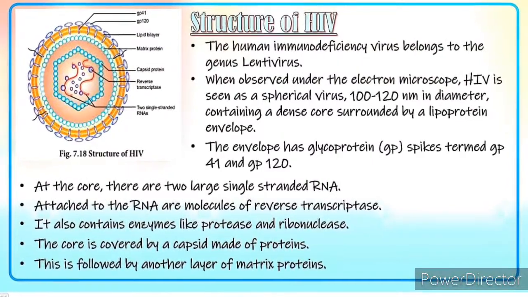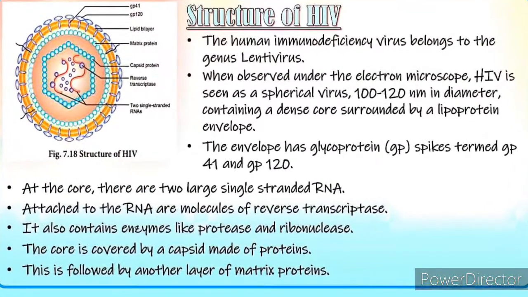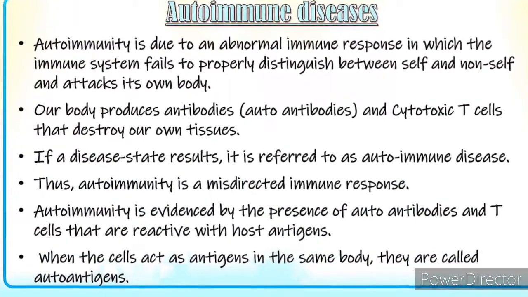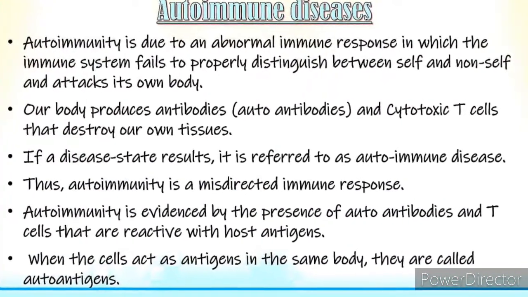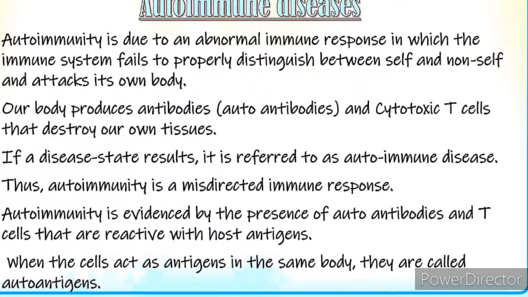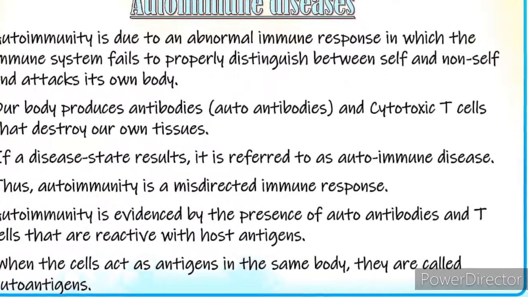I have told you many times about AIDS, so I skip HIV. Next, autoimmune disease. Autoimmunity is due to an abnormal immune response in which the immune system fails to properly distinguish between self and non-self and attacks its own body.